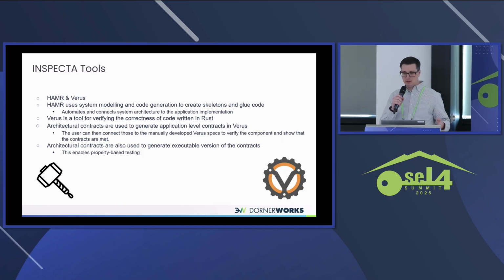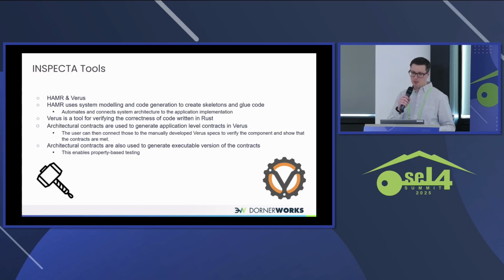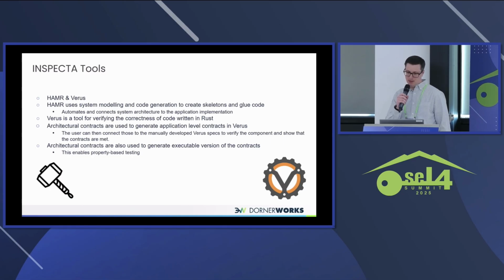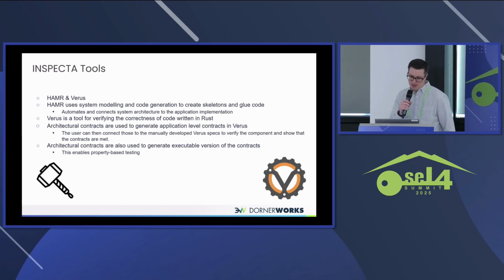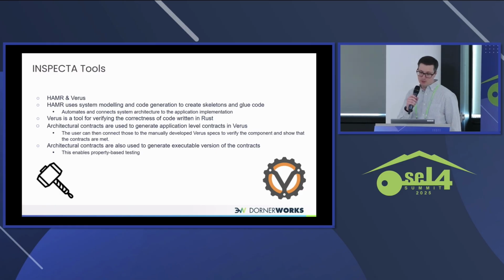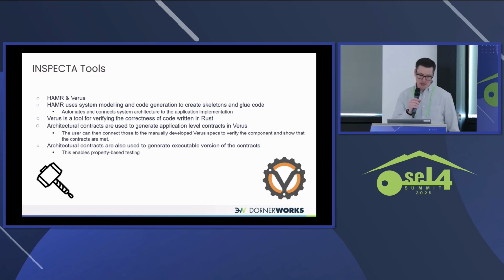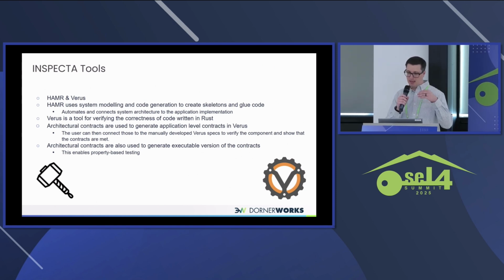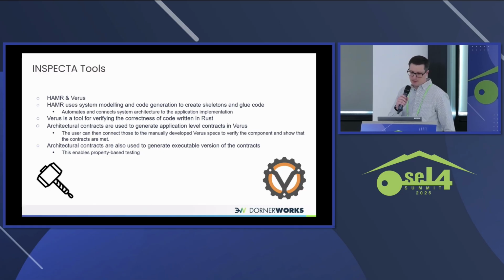And so just a quick little refresher on the tools. I mainly used HAMR and Verus for this work. HAMR was the system modeling and code generation tool that John talked about at his keynote yesterday. This tool allows us to automate and connect system architecture to the application implementation, and I'll discuss a little on examples of how I did that in my system. And then Verus is a tool for verifying the correctness of code written in Rust.